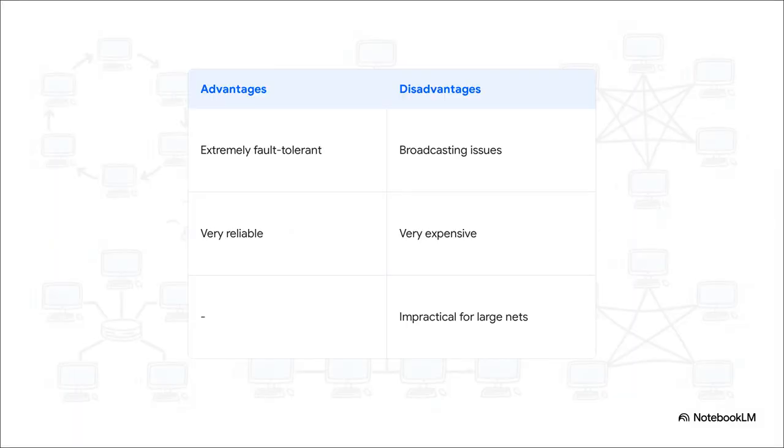So the bottom line is this massive trade-off. On one hand, mesh is incredibly reliable and fault-tolerant. But on the other, it is wildly expensive and becomes completely impractical for most large networks. You can see why it's used for critical things like the internet, but not typically in your local office.